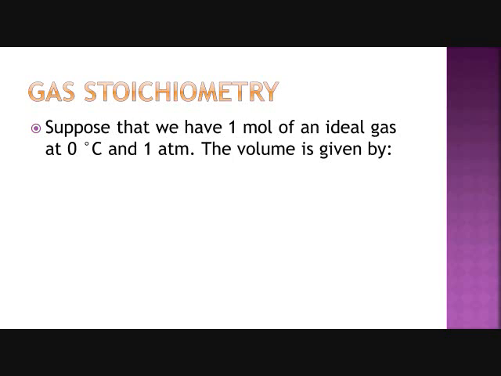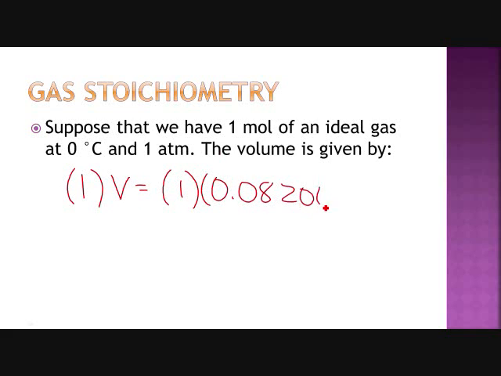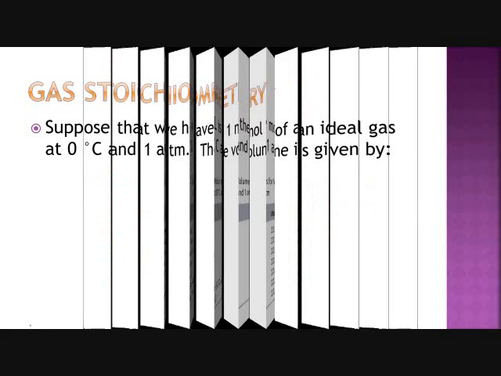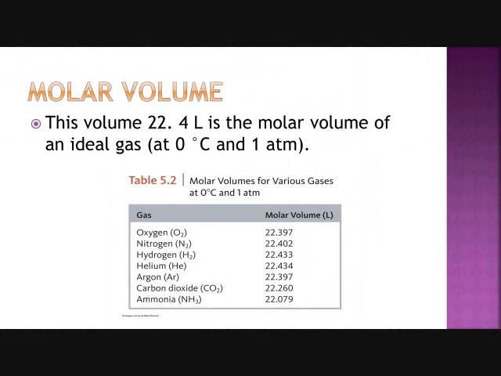what if we had 1 mole of an ideal gas at 0 degrees Celsius and 1 atmosphere? If we plug that into the equation to solve for volume, we have 1 mole times R, times 273. You would get that the volume is 22.4. Does anybody remember what that's called? It's right underneath it. The 22.4 is called molar volume. I was just proving it to you.